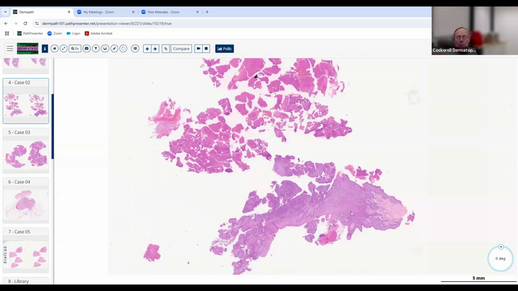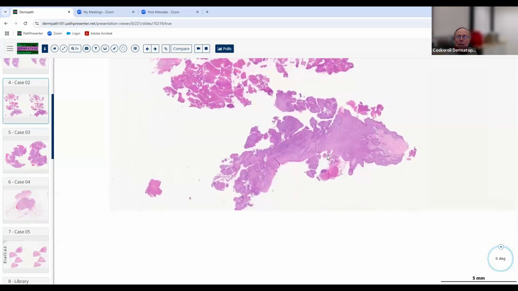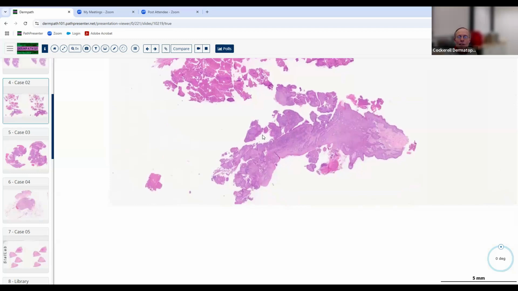So once again, we've got a neoplastic process, and it's kind of cut funny. I think this looks like the outer part of it over here, but you can see over here what looks like the outer part of it as well. So it might have been almost a pedunculated or sessile lesion that's got some normal epidermis on both sides of it. But this is where the action is, if you will.